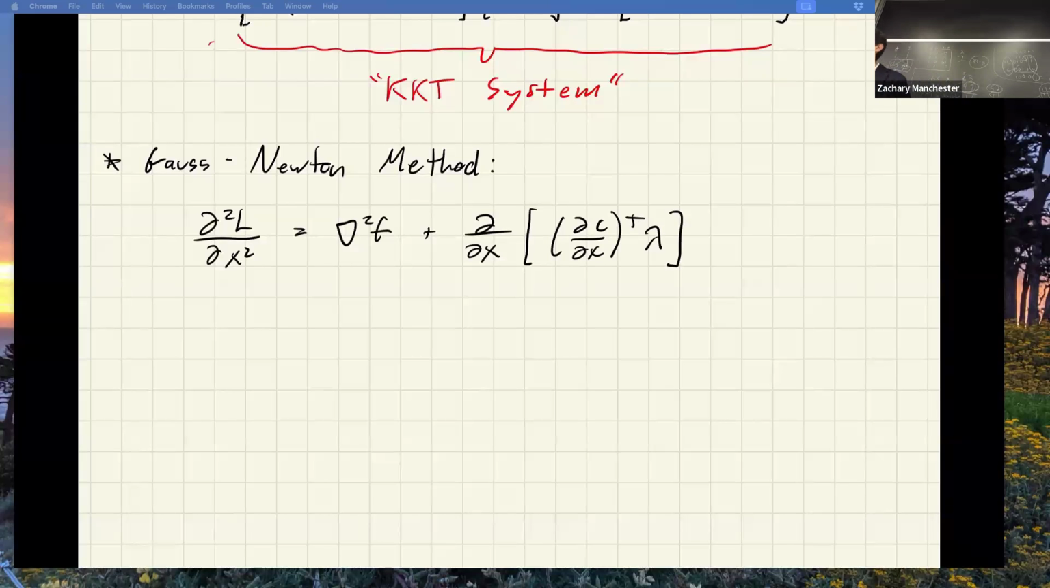The reason I wrote it like this is if I actually product rule that derivative in there, I get d squared c dx squared. So that's the Hessian of the constraints, or it's called the constraint curvature term. If c is a vector function, each input vector spits out a vector, its first derivative is a Jacobian matrix. What's its second derivative?